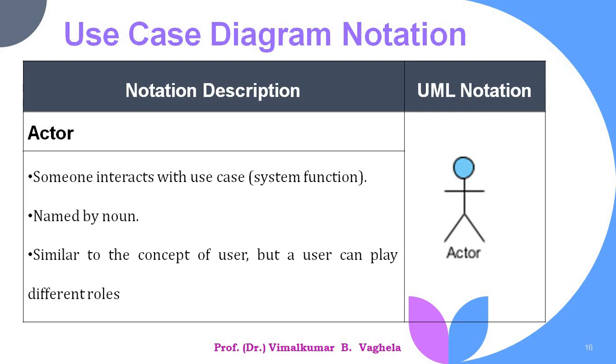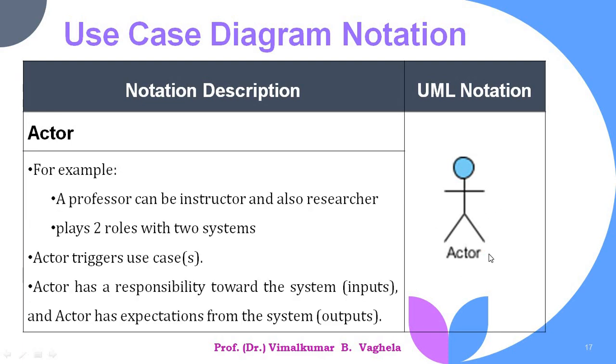Now, what notations are to be used in a use case diagram? The first is the actor, someone who interacts with the use case, named by a noun. It is similar to the concept of a user, but a user can play different roles. Here is the symbol or notation used in a use case diagram for the actor. For example, a professor can be an instructor and also a researcher, so the professor plays two different roles with two systems.